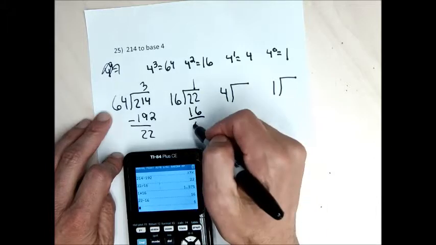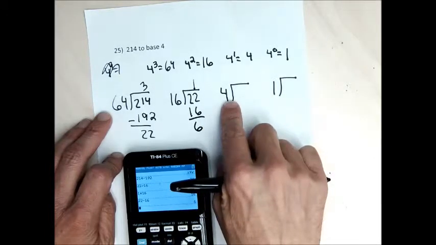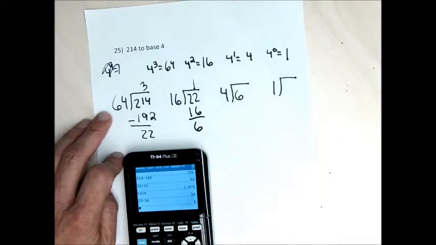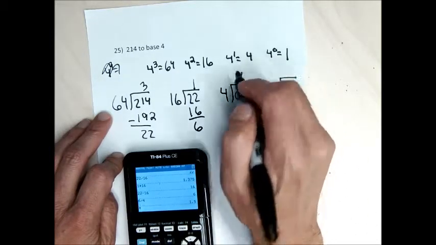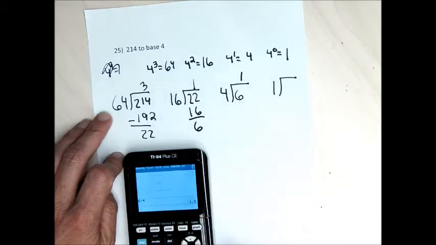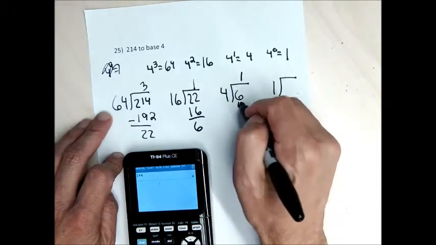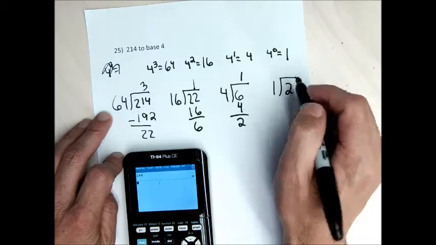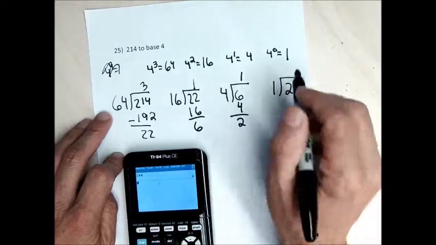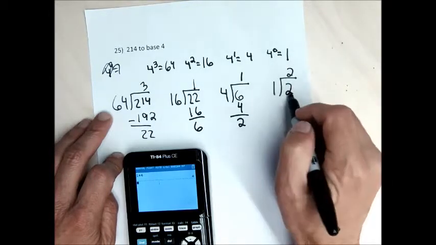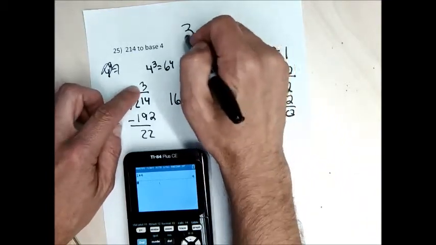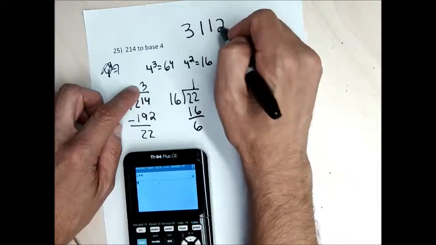and get 6. If my remainder was less than 4, I'd skip this 4 and put a 0 up there. But since 6 is bigger than or equal to 4, I put it under the bar. And now I'm going to go 6 divided by 4, which is 1 point something. I put the 1 on top. Now I'm going to go 1 times 4 and get a 4. And then 6 minus 4 is 2. Carry my remainder over. Now I'm going to go 2 divided by 1 is 2. 2 times 1 is 2. And then subtract. My answer is going to be 3, 1, 1, 2, base 4.